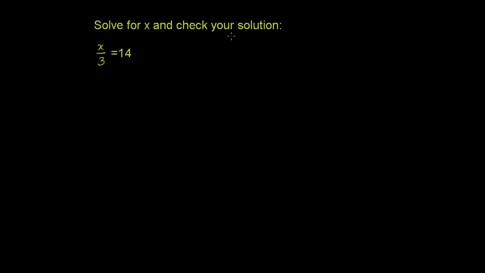Solve for x and check your solution. We have x divided by 3 is equal to 14. So to solve for x, to figure out what the variable x must be equal to, we really just have to isolate it on the left-hand side of this equation. It's already sitting there. And we have x divided by 3 is equal to 14.